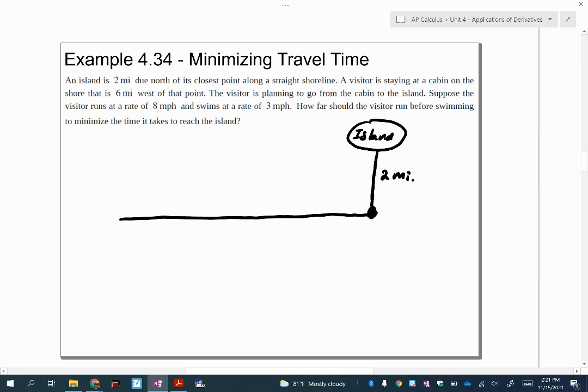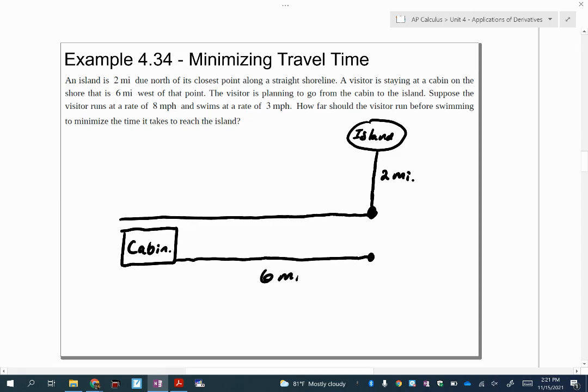And it says we have a visitor. A visitor is staying at a cabin on the shore. So here I'll put our cabin. That is 6 miles west of that point. So this would be 6 miles.